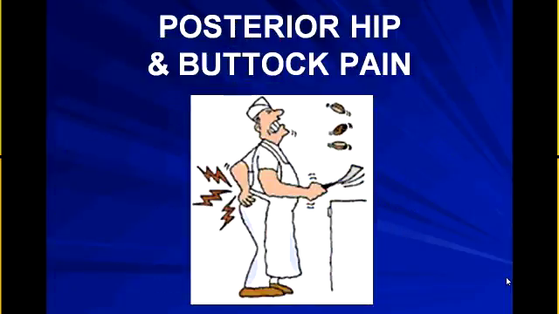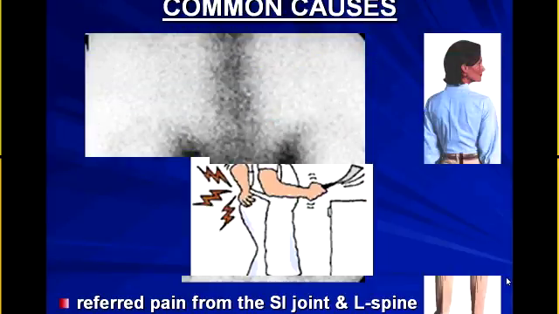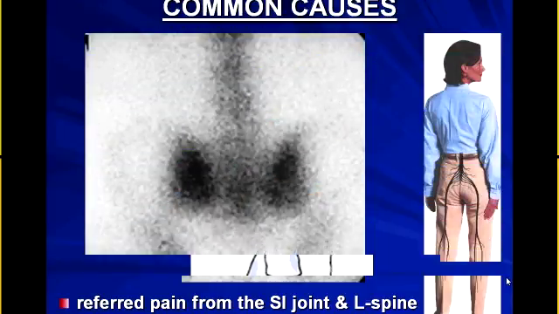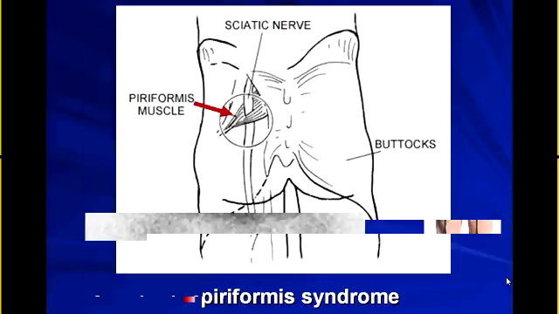Now we need to look at posterior hip and buttock pain. Certainly the common cause is pain that is referred to this area by the sciatic nerve, so by the lumbar spine and by the SI joint. So very common. If SI or lumbar spine movements or tests reproduce the patient's symptoms, other than hip, then that would suggest they're the cause. So again, we need to consider that because they are very common causes of posterior hip and buttock pain.